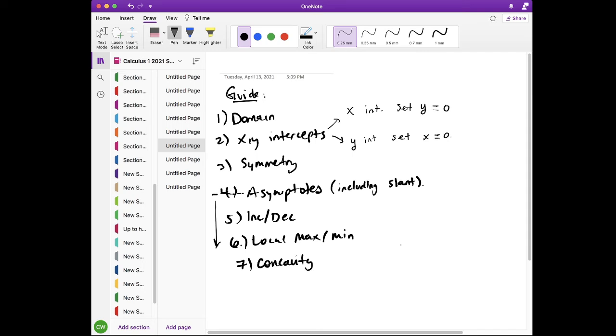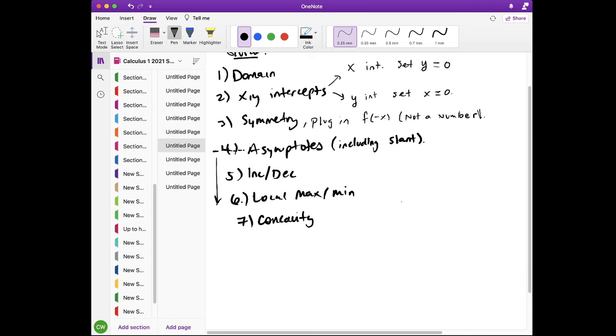So for symmetry, plug in negative x, not a number. Please do not plug in a number. Symmetry means it's true for all x, so you can't plug in a specific number. All right, and then all these things that we know. So let's just do an example and see how this works.